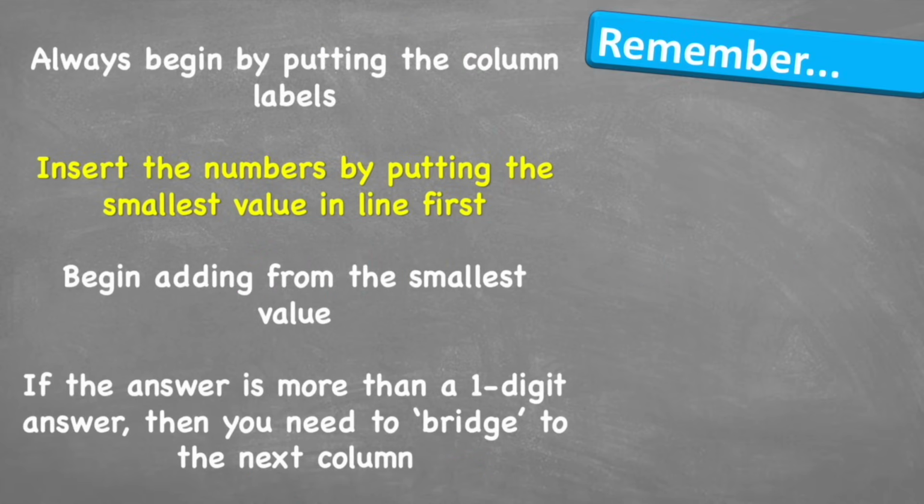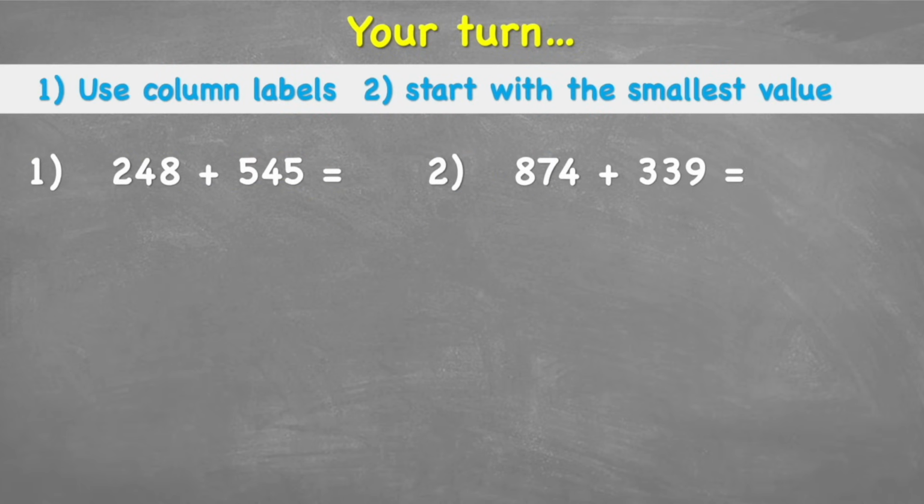Let's look at what to remember. Always begin by putting the column labels. This will help you avoid making any small mistakes. Always insert the numbers by putting the smallest value in first. Begin adding from the smallest value. This is really important. If the answer is more than a 1-digit answer, then we can bridge it into the next column.